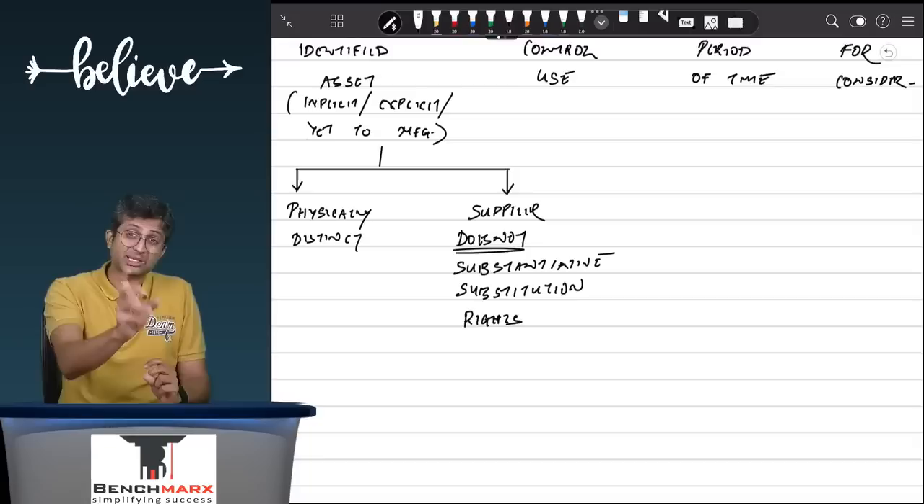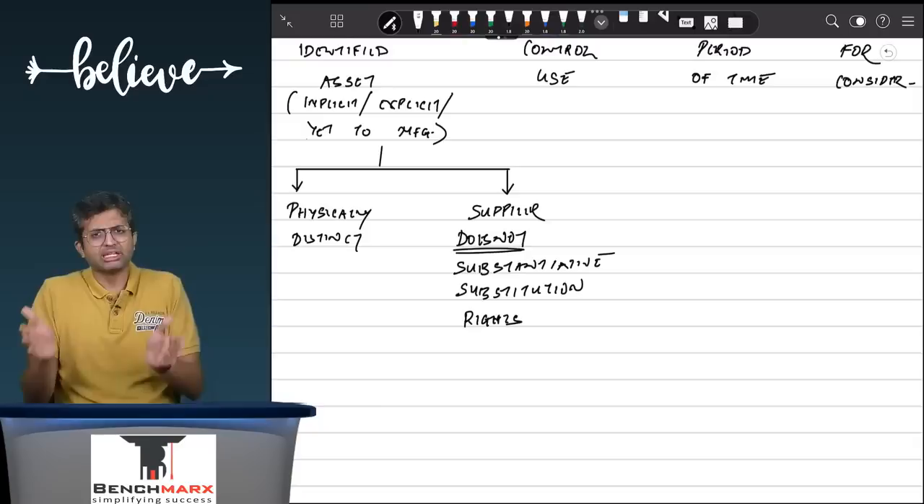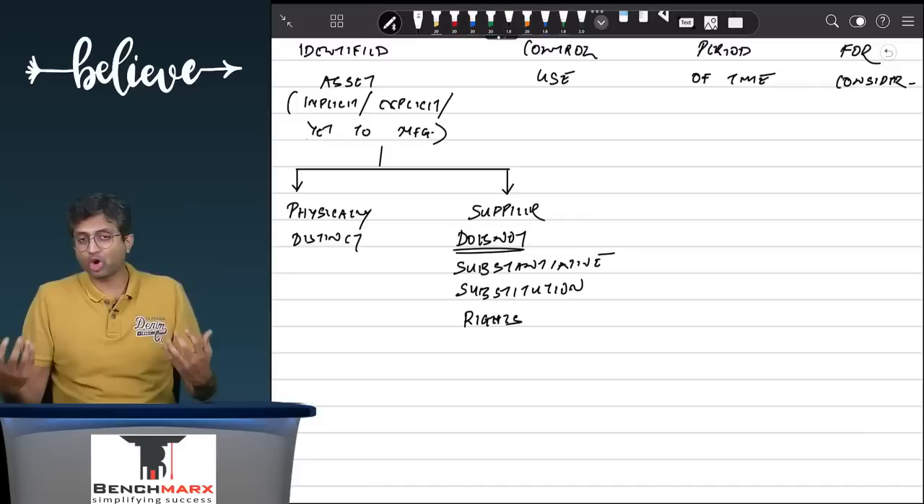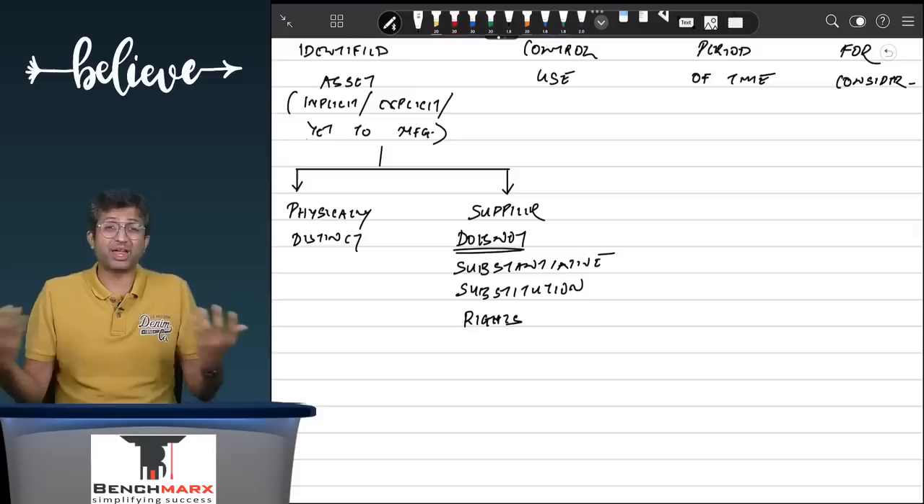A similar substantive clause is also there in consolidation, where you have been taught that substantive means there has to be a practical ability to exercise. If there's no practical ability to exercise, we do not say that there's a substantive substitution right. So, over here, it is necessary that the supplier should not have a substantive substitution right. That is, the supplier should not be having the practical ability to substitute, which may be because it is extremely costly to substitute, or it may be that the supplier does not economically benefit on substitution.